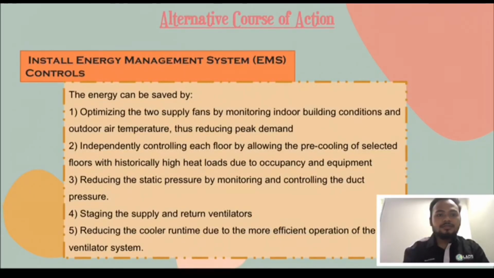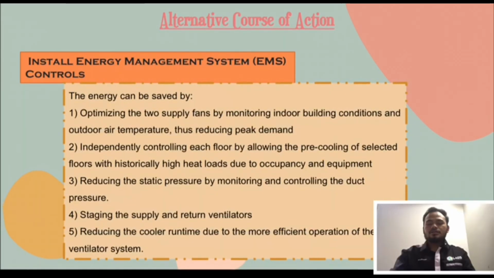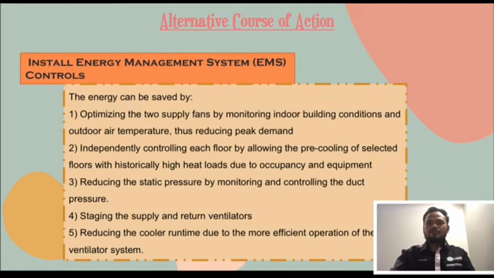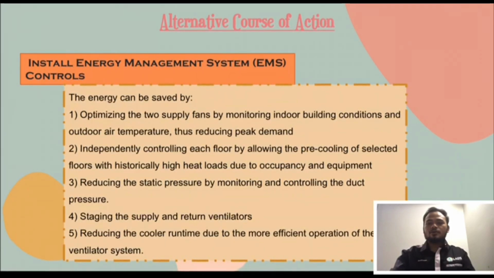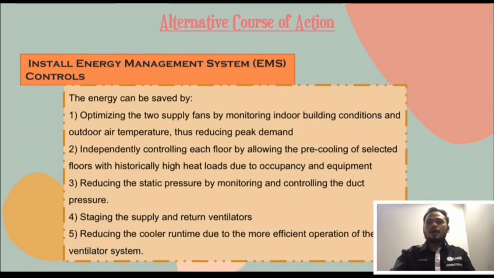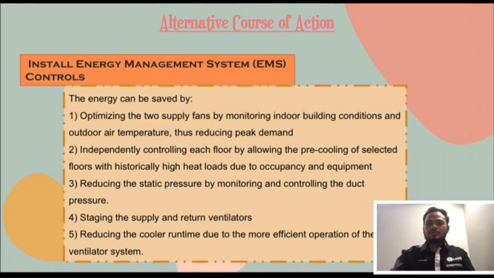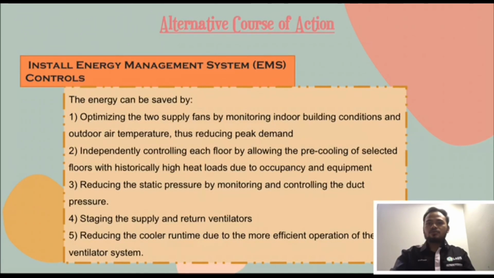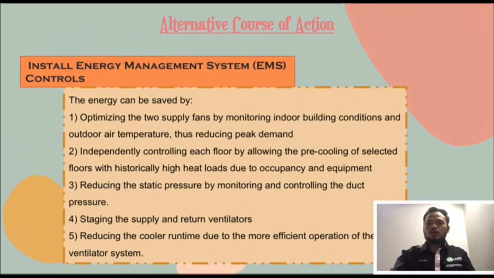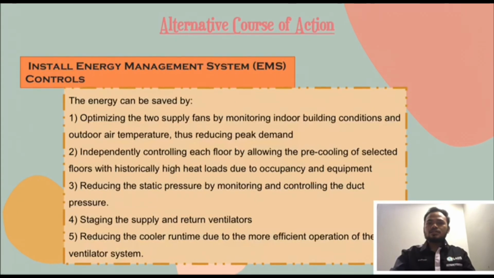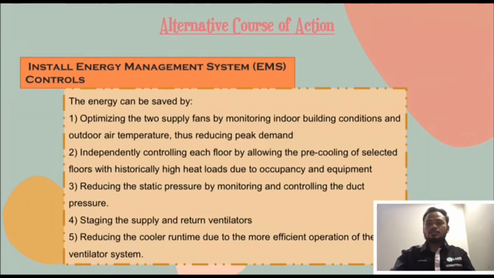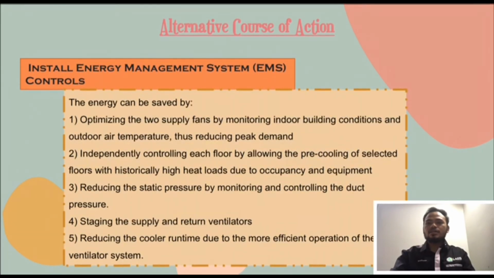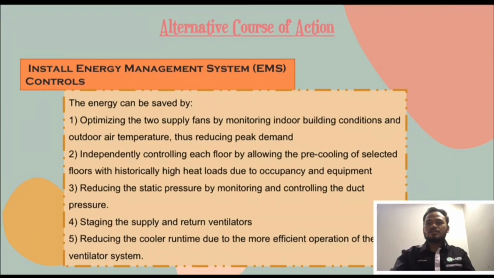Now I will continue the presentation with the alternative course of action. The first alternative is to install an energy management system, EMS control. First, energy can be saved by optimizing the two supply fans by monitoring indoor building conditions and outdoor air temperature, thus reducing peak demand. Second, it independently controls each floor, allowing pre-cooling of selected floors with historical high heat load due to occupancy and equipment. Third, reducing the static pressure by monitoring and controlling the duct pressure. Fourth, staging the supply and return ventilators. And the last one is using the compressor run time for more efficient operation of the ventilation system.